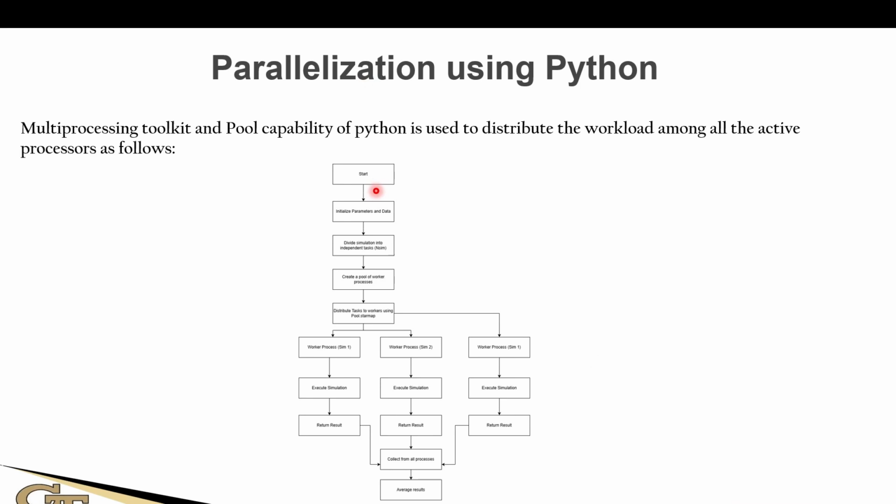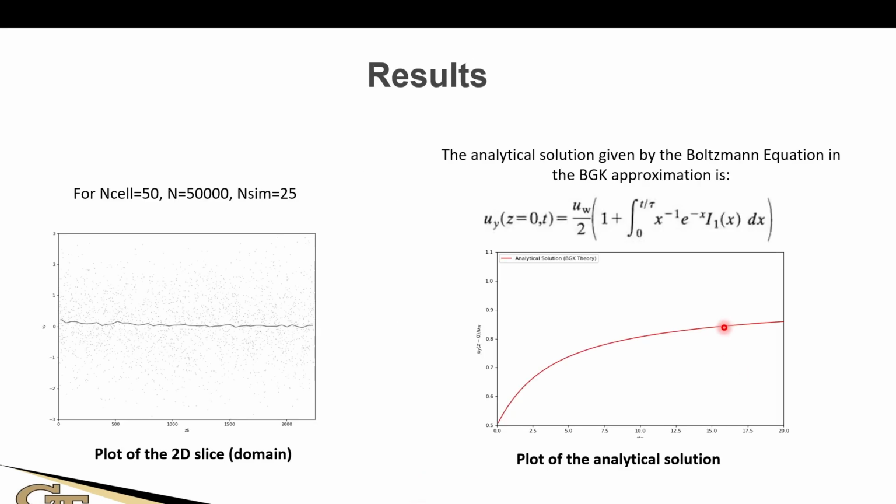Now, since this is extremely computationally expensive, a parallelization method is required. So Python's multiprocessing toolkit and Pool functions are extremely useful in this case. We start and initialize the parameters. We divide the simulation into independent tasks. We create a pool of worker processes and distribute the tasks to them, and these worker processes carry out the simulations independently. At the end of the simulations, all of the results are collected and averaged to obtain the final results.